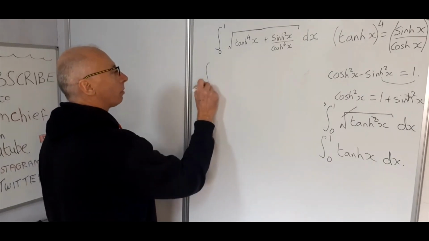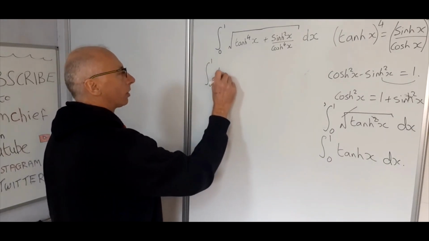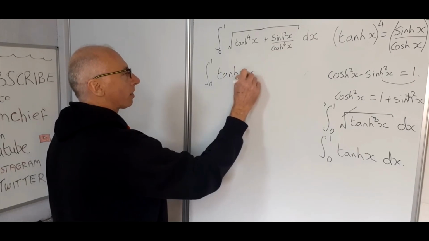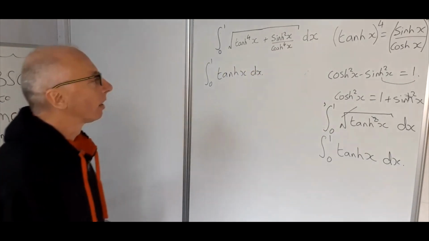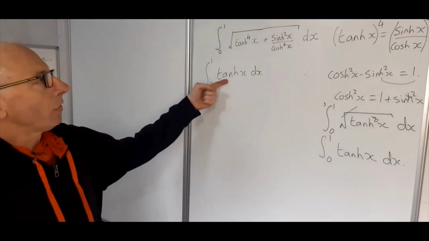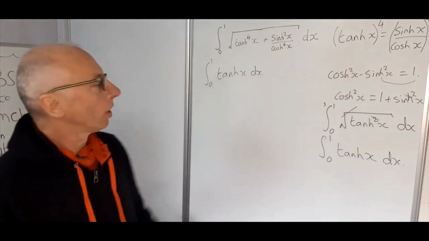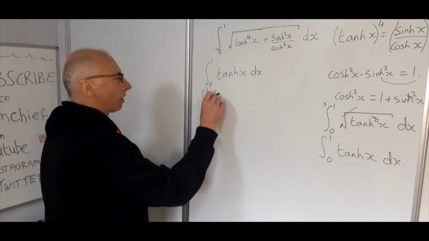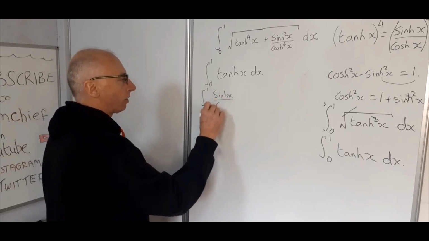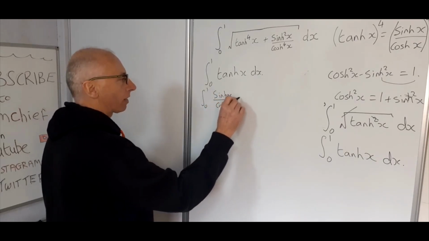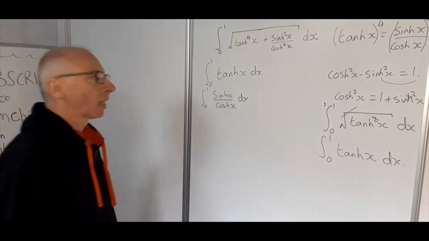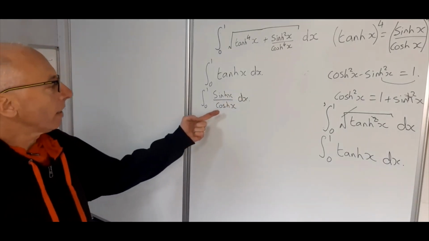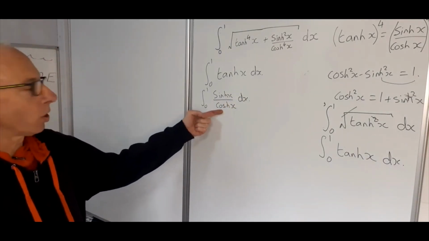So from 0 to 1, tanh of x dx. Now I can revert this back to the sinh and cosh. So 0 and 1, sinh of x over cosh of x dx. So now to integrate this, we can do a u substitution.